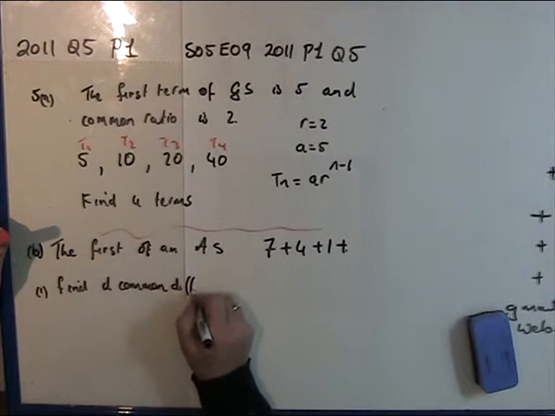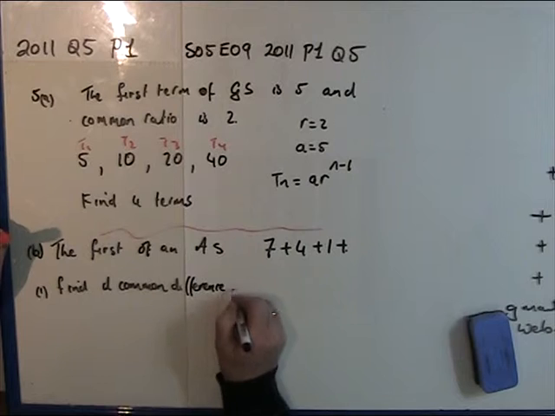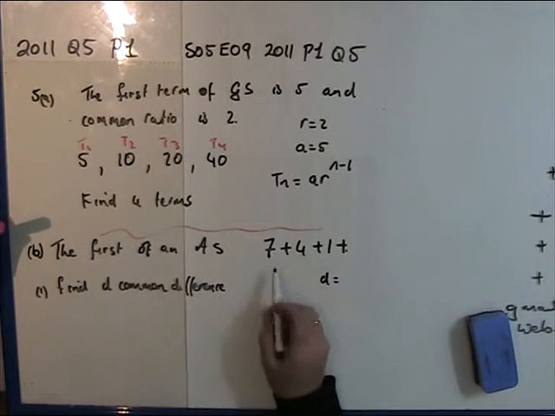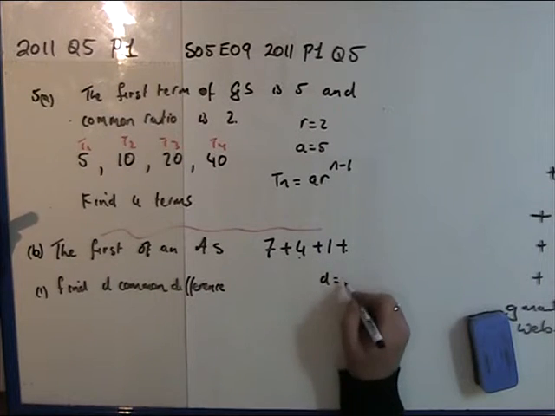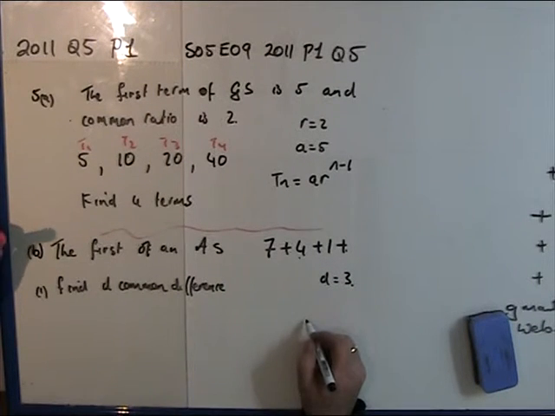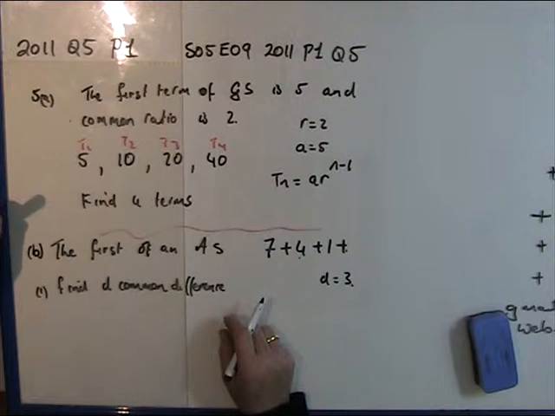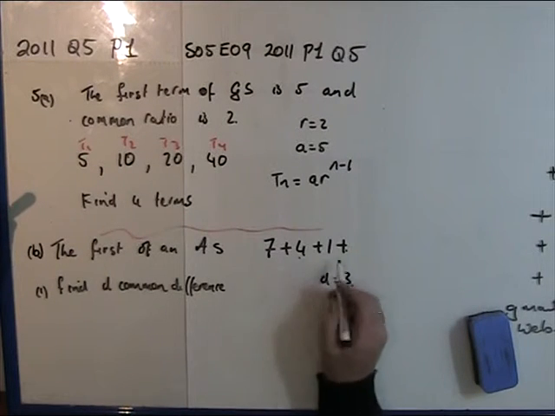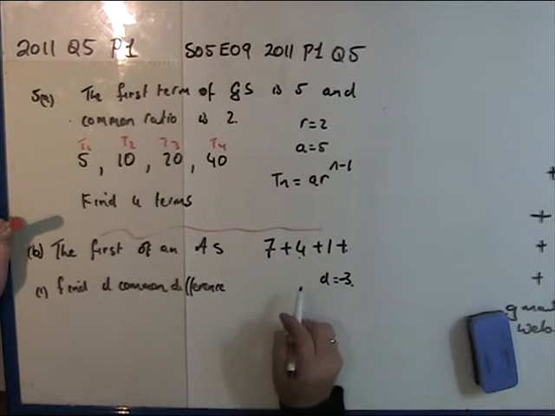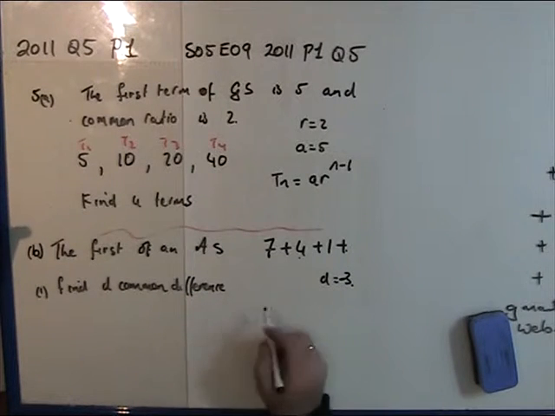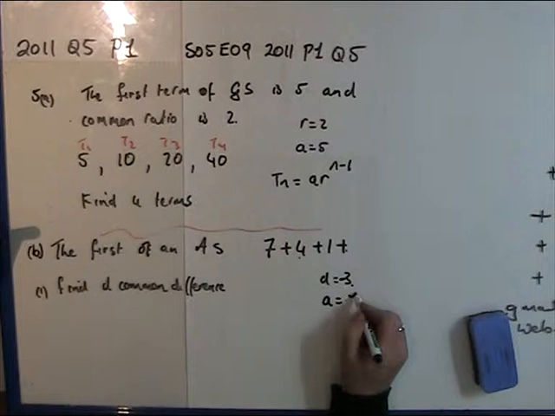So this is a lot of English. The common difference D is equal to, what's the difference between the 7 and 4? It's going to be 3. The common difference is plus 3. Sorry, it's minus 3, it's going down. It's reducing. Sorry about that. So it's minus 3. And A is the first term, A is equal to 7.